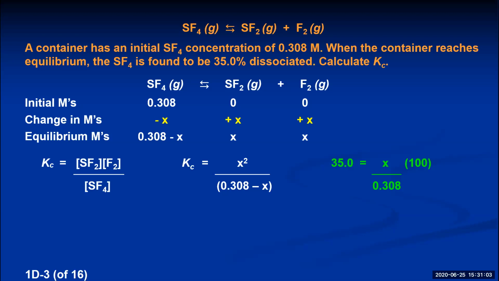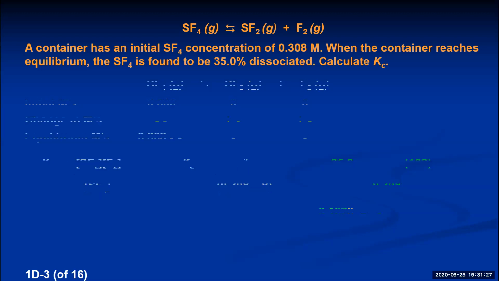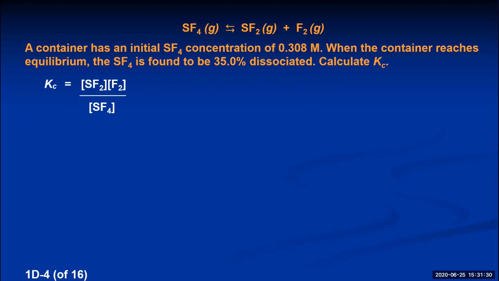So our definition of percent dissociation says the 35.0% equals the amount that dissociates, which is X, divided by 0.308, multiplied by 100. You can solve that expression for X, and if you do, X comes out to 3 significant figures, 0.107, with a guard digit of 8. So now that we know the value for X, we can now plug that value in place of X into our Kc expression. Here was our Kc expression. Here it was with the equilibrium values from the ICE table.